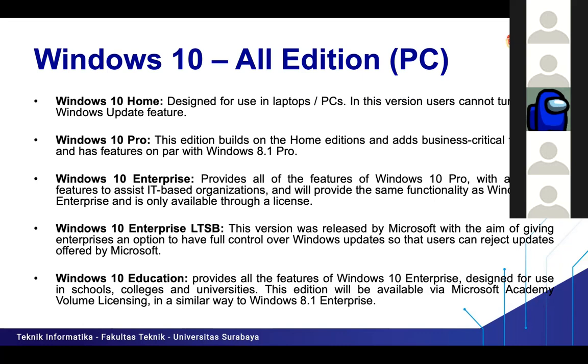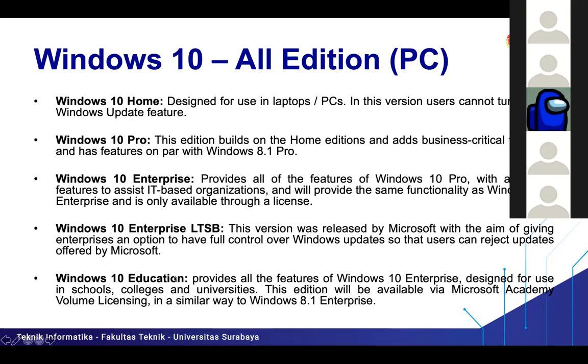There are a lot of versions of Windows 10. As you can see right here, there is Windows 10 Home, Windows 10 Pro, Windows 10 Enterprise, Windows 10 Enterprise LTSB. LTSB stands for Long-Term Servicing Branch. So if you buy Windows 10 Enterprise, Microsoft guarantees that they will support it for the long term, right? Long-term support for this version. So maybe the price of Windows 10 Enterprise is more expensive than Windows 10 Pro and Home.